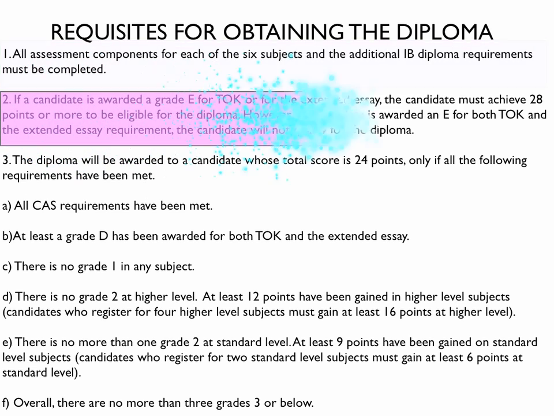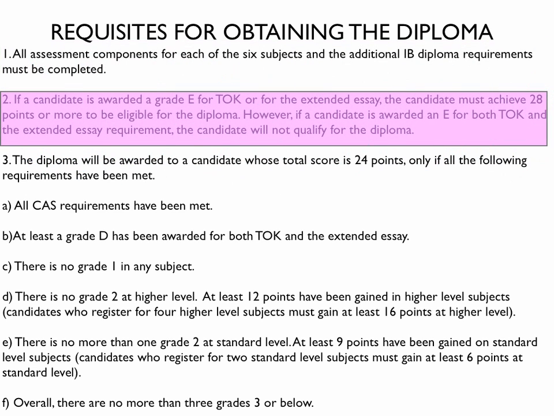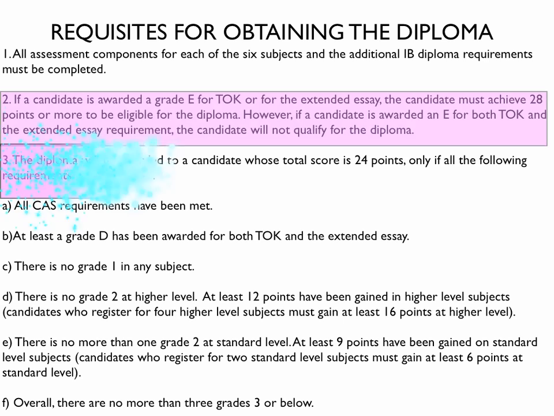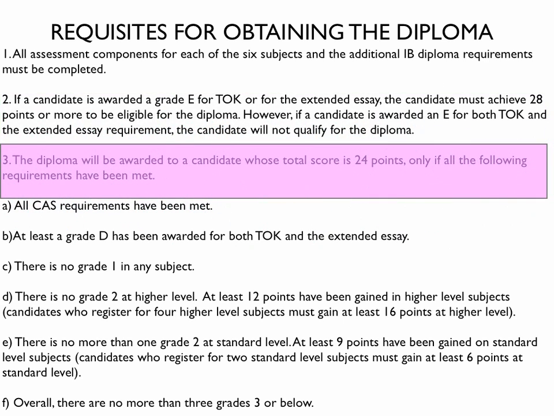Okay? Number 2, if a candidate is awarded a grade E for theory of knowledge or for the extended essay, the candidate has to have at least 28 points or more to be eligible for the diploma. However, if you get an E for theory of knowledge and an E for extended essay, you can no longer get the diploma. Okay? The diploma will be awarded to a candidate whose total score is 24 points, only if all of the following requirements have been met.